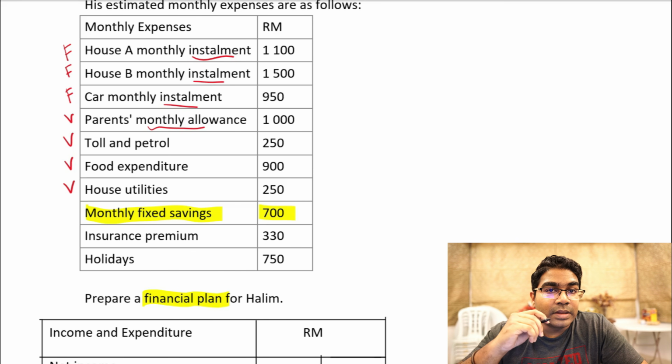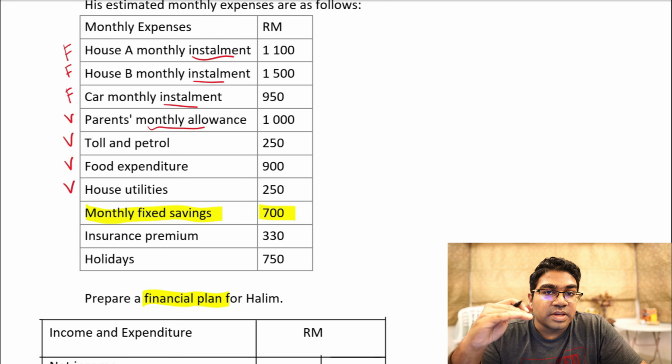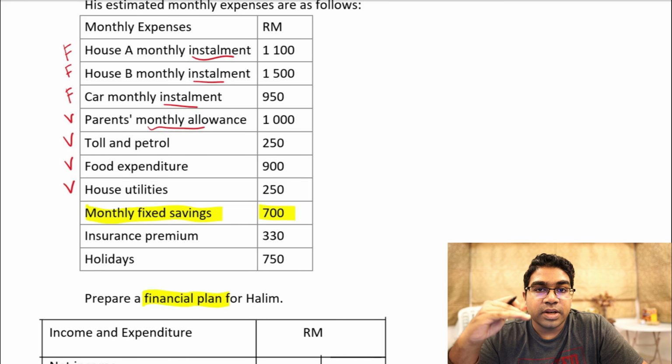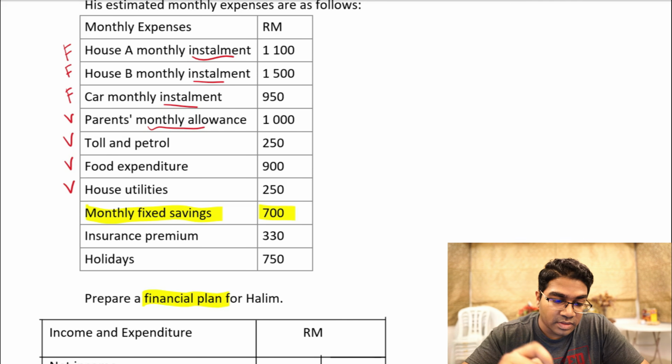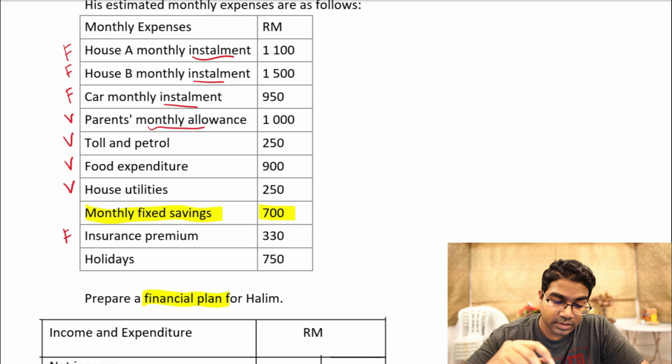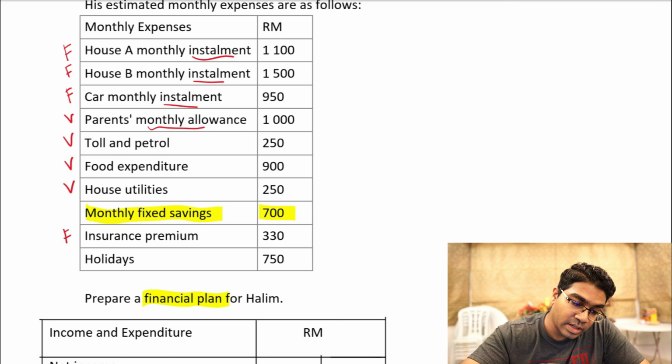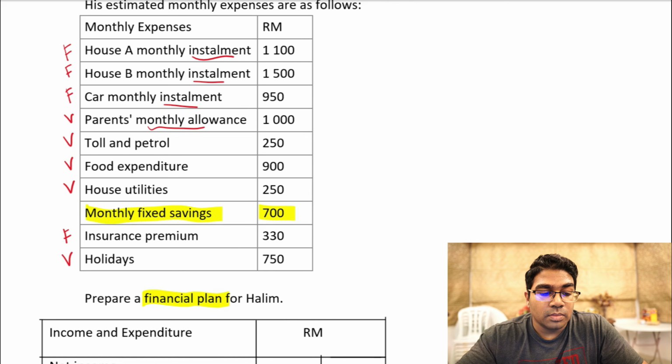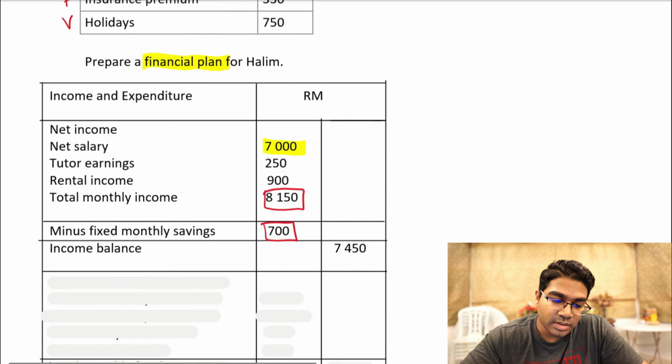Insurance premium. This amount is also going to be fixed. It's going to be paid every month, the same value every month, no matter what happens. So this is a fixed expense. Holiday expense. So here he's saving for holidays, and this is variable. So once we've divided into fixed and variable expenses, then we can add to our financial plan.